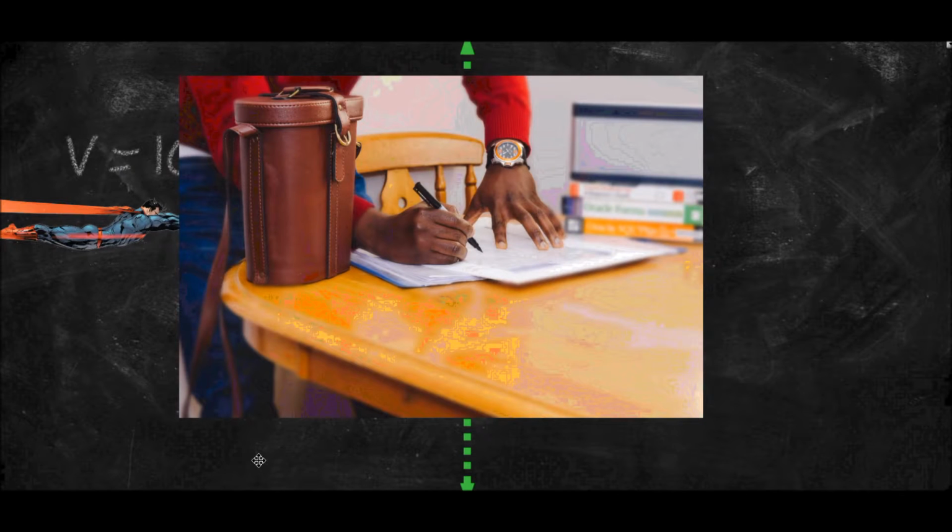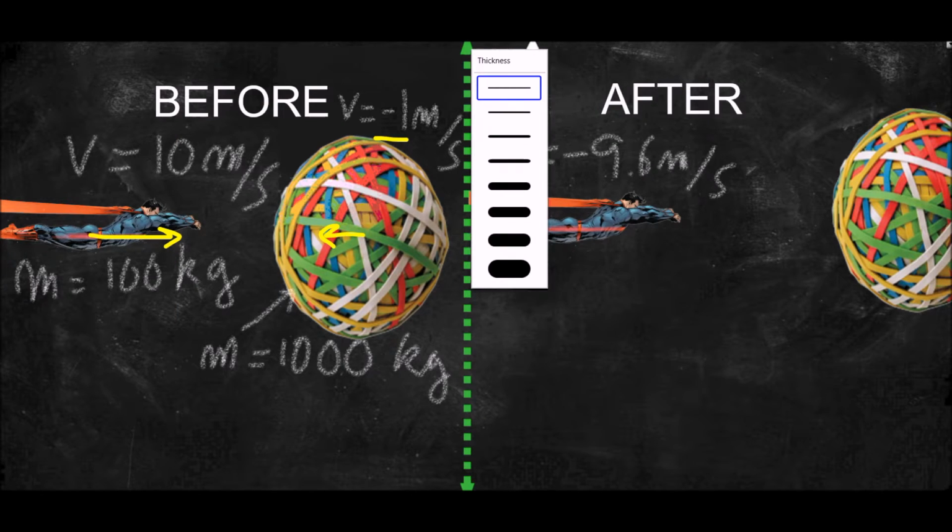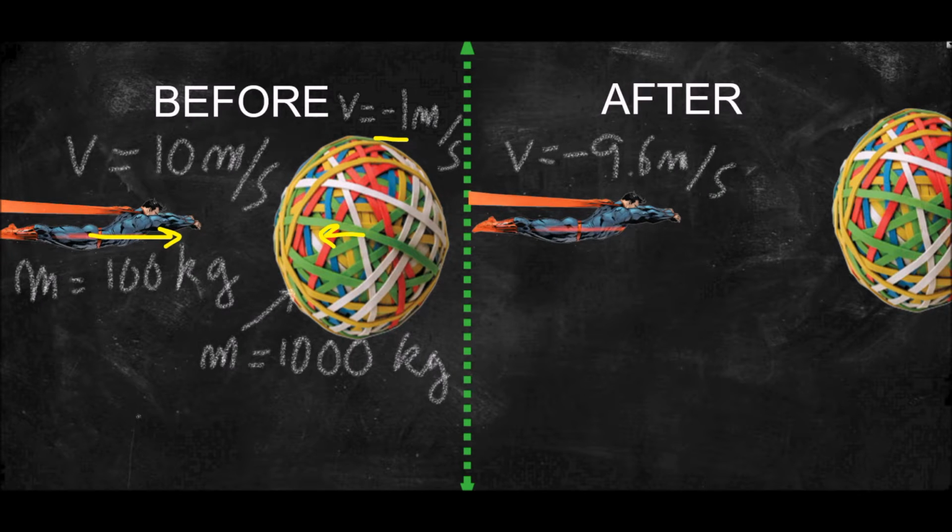Okay, you have your answer. Let's see if you got it right. Using the conservation of momentum, we know that the total momentum before the collision and the total momentum after the collision have to be equal. So what we need to do is find all the momenta on the left, all the momenta on the right, and then compare them. And that will lead us to the answer.